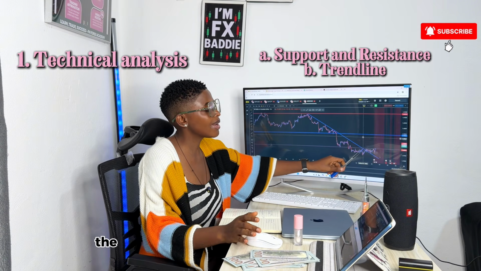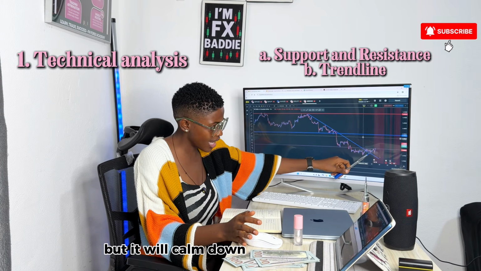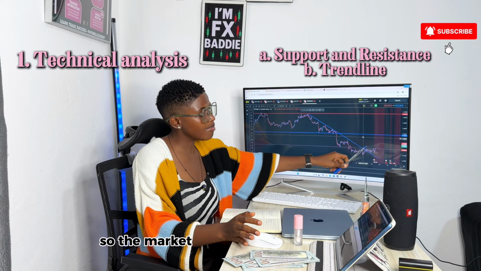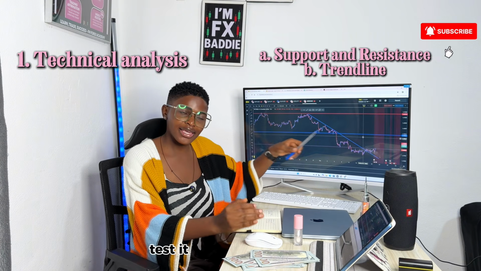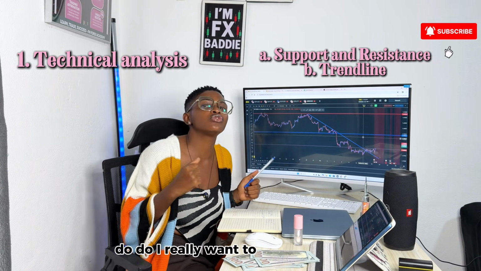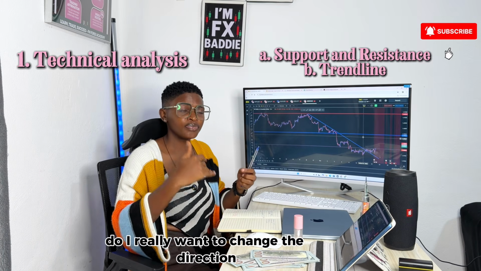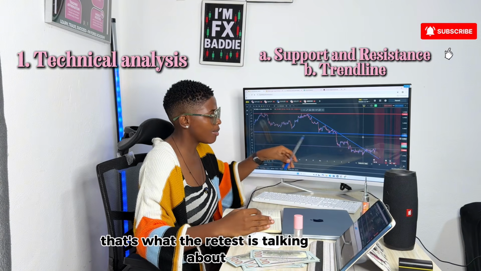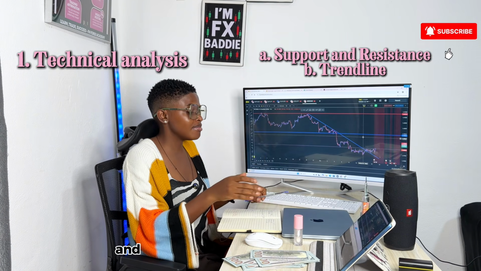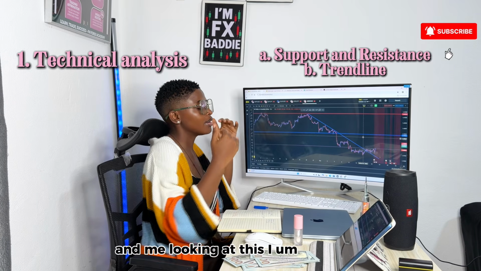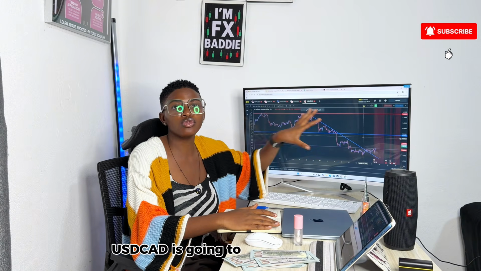So when the trend line breaks, the market needs to retest. Retest means, okay, the market has broken, but it will come down, right? So the market buys up, breaks it, comes back down, tests it again. Okay, do I really want to break? Do I really want to change the direction? That's what the retest is talking about. So when the market retests, now it finally chooses a direction, and merely looking at this, my bias is that this coming week USD/CAD is going to buy.